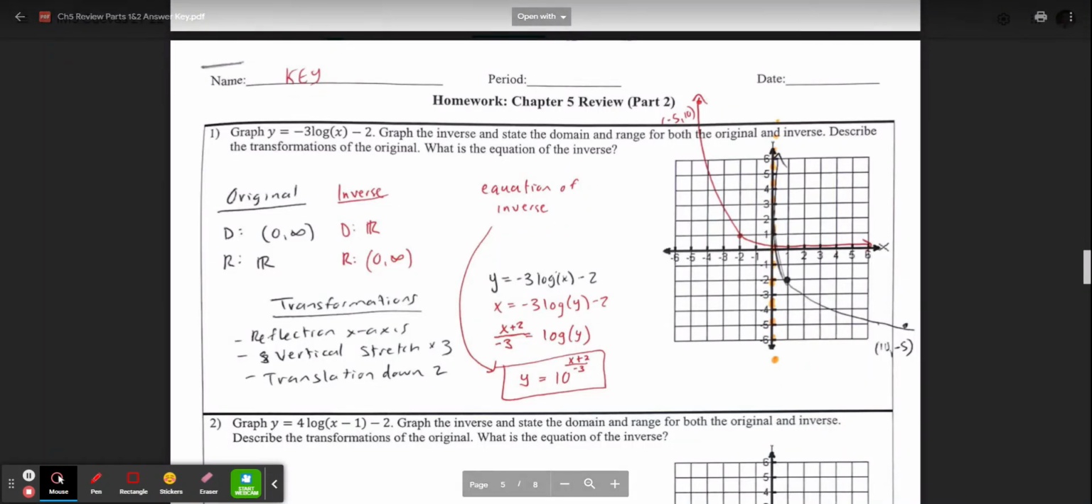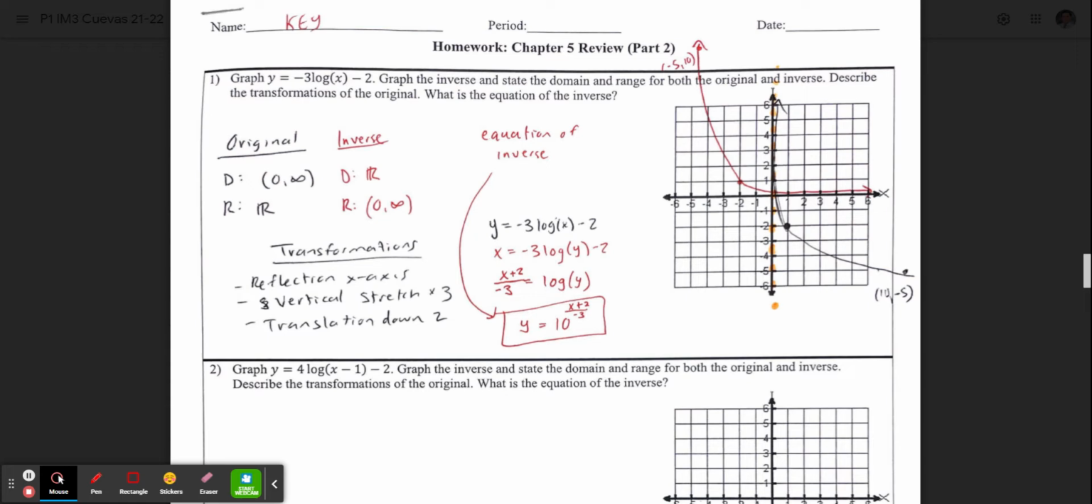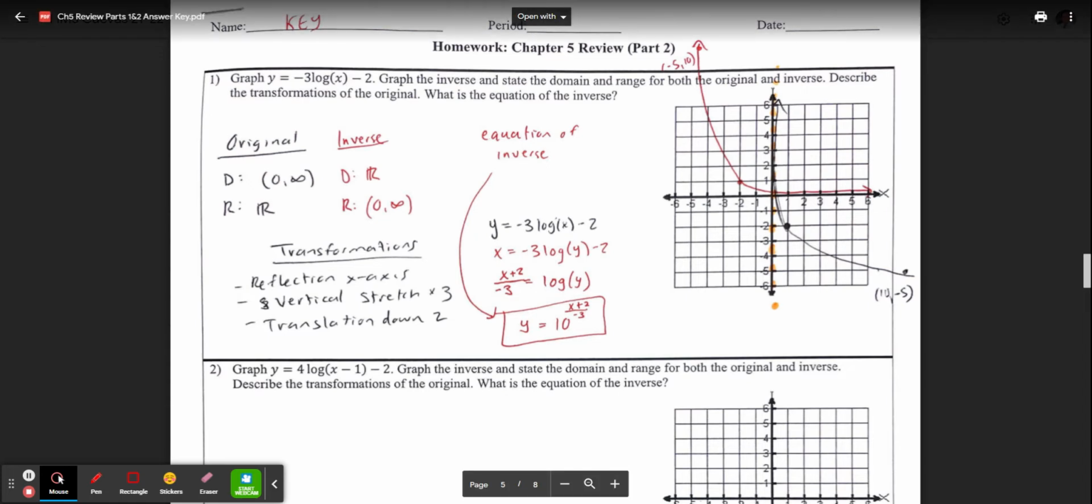All right, and now we're going to do part two. So we're going to go over the answers to some of the problems in part two. Number one is asking you to graph a logarithm that was transformed from the original. We're also going to graph the inverse, the domain and range, and describe the transformations. Okay, and write the equation of the inverse. So there's a lot of steps to this problem.